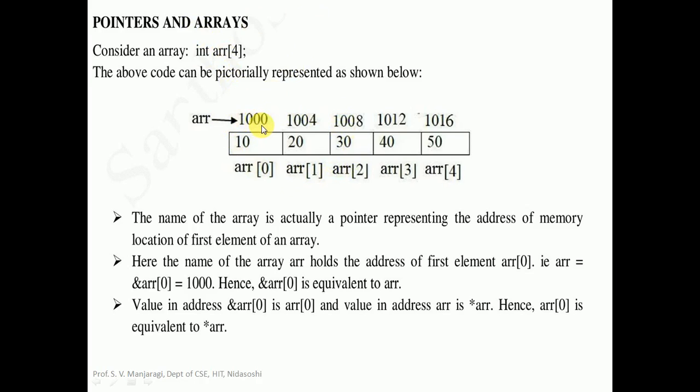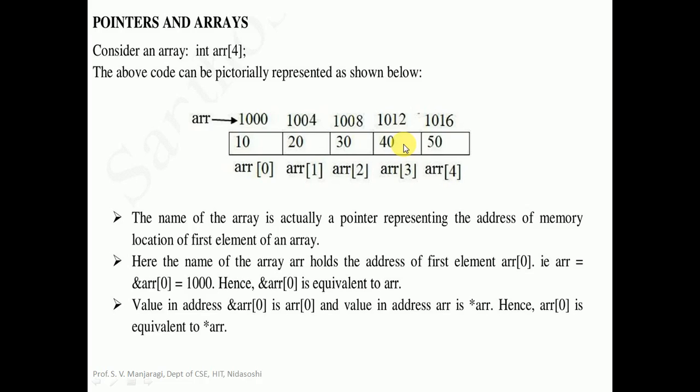What is the base address? The starting address of the array within the memory is called the base address. So the base address is taken as 1000. That is nothing but the address of the first element. What is the address of the first element? It will be 1000. The first element is array of 0, where the element stored is 10, and the address of this array element will be 1000, taken as the starting address or base address of the array. If you know the base address of the array, you can easily calculate the address of the remaining elements of the array.